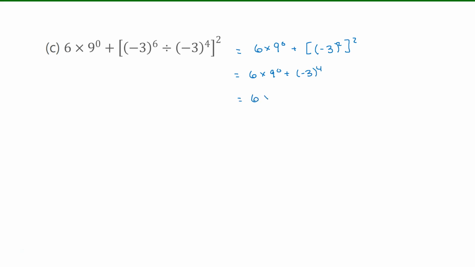Now working at my exponents, 9 to the power of 0 is 1, and negative 3 to the power of 4 is positive 81. Now multiplying first, 6 times 1 is 6, and then adding that to 81 gives me 87.